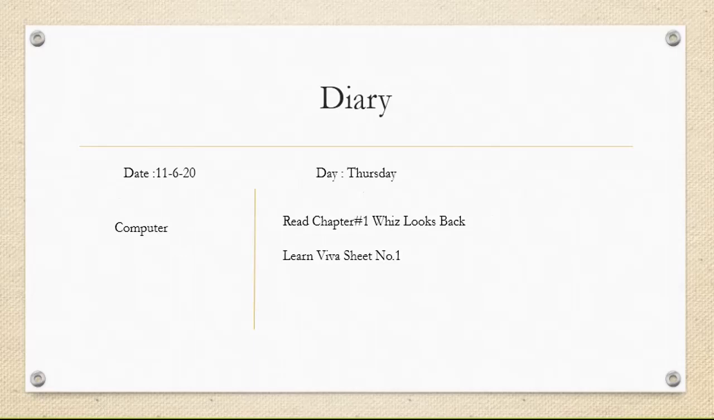But before we start our lesson, note down your today's diary. You will have to read chapter 1, which looks back, and learn Viva sheet number 1. Viva sheet will be attached at the end of this lesson. So let us look at the back and see the development of the computer step by step.